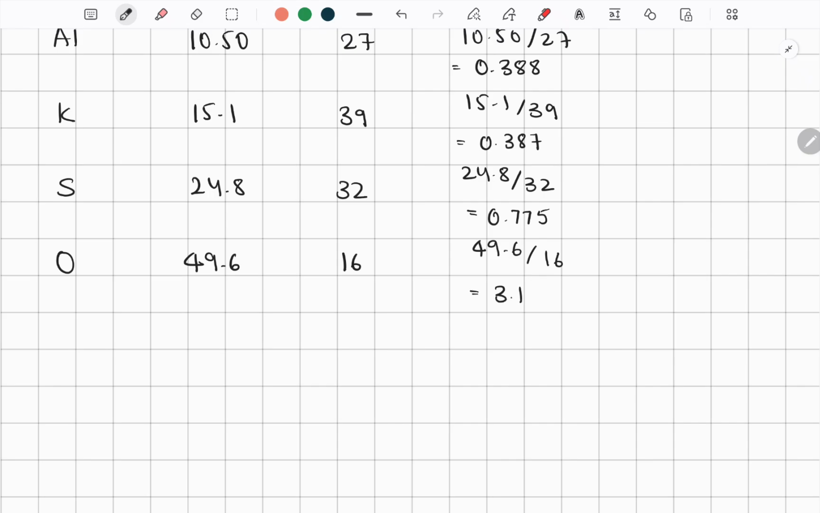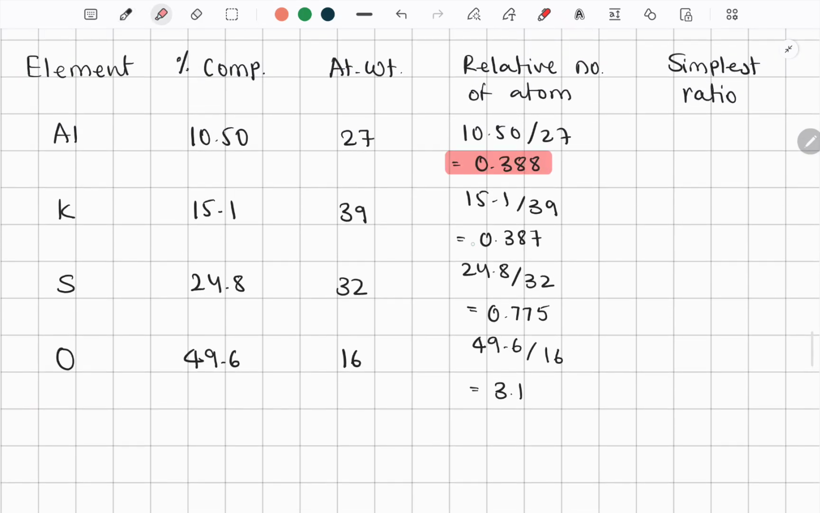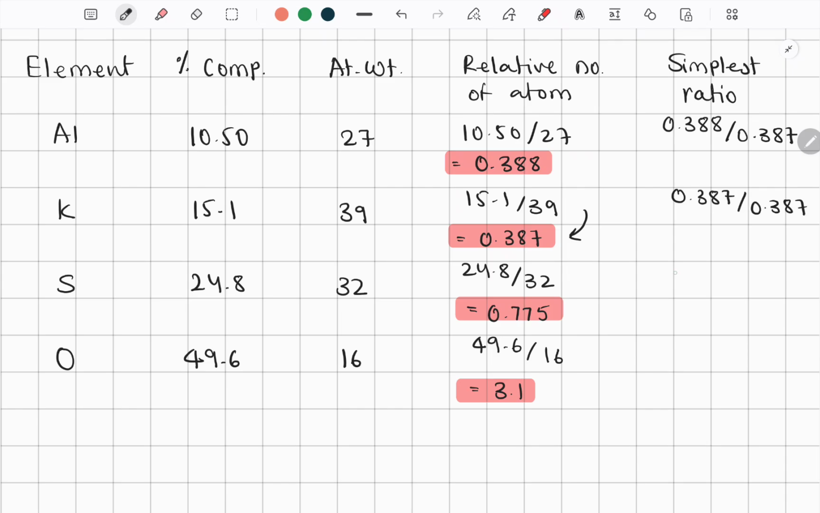Once you calculate the relative number of atoms, the next part is to find the smallest number from all of them. The smallest number here is 0.387, so now you have to divide all the relative numbers of atoms by 0.387. First 0.388 by 0.387, then 0.387 by 0.387, then 0.775 by 0.387, and at the end 3.1 by 0.387.